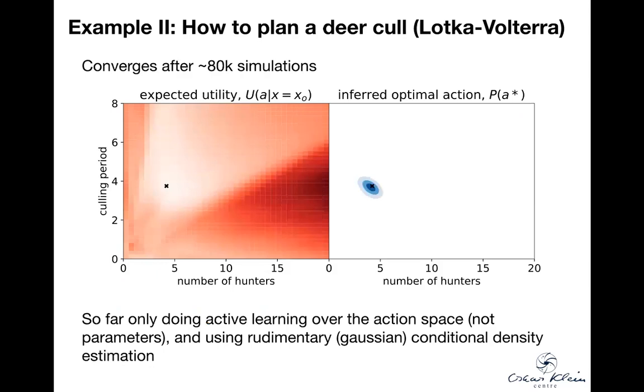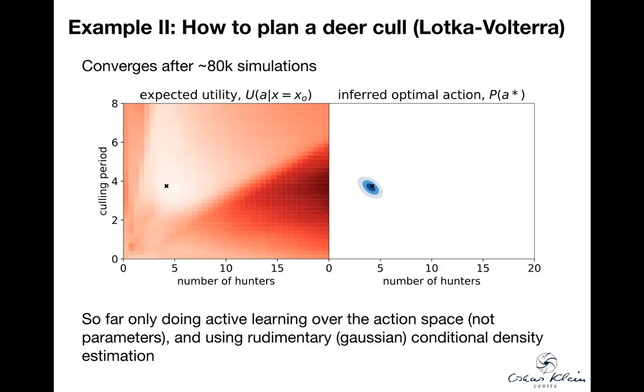So we can. This is a pretty hard problem to do. I had to do it by brute force to know what the truth is, which is the little black X, and it took millions and millions of sims. But doing it this way, casting it as a conditional density estimation task, it converged after about 80,000 or so sims. And we get a pretty nice estimate of the optimal action in this case.